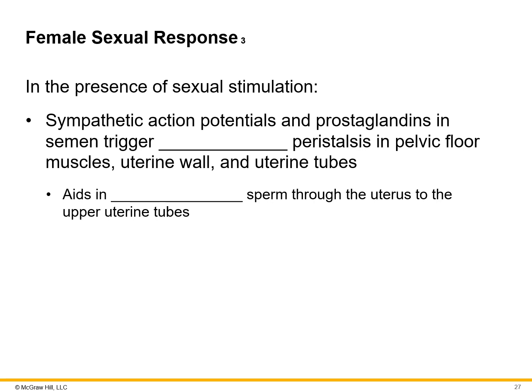So then, like I said, sympathetic action potentials and prostaglandins in semen will trigger reverse peristalsis in the pelvic floor muscles, as well as the uterine wall and uterine tubes. Reverse peristalsis just means that instead of a wave-like movement to get things out of the body, now we are having a wave-like movement to encourage the semen to move further into the body. The purpose of that is to aid in moving sperm through the uterus into those uterine tubes, because the whole goal of this entire system is fertilization and pregnancy, because the reproductive system is all about trying to make a baby.